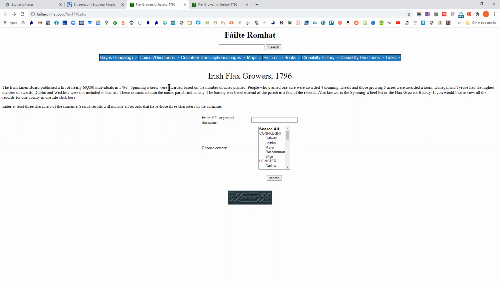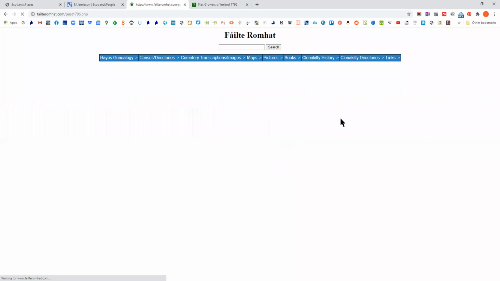The other one that happened for Ireland is in 1796. There was an award based on the number of acres of flax grown to get spinning wheels, and people who planted a whole lot were then able to get a loom, which makes sense. And so you can search here, and this one covers, you'll see this one is not at a government website. This is at an Irish genealogy website. And so it has the counties in the Republic of Ireland and in Northern Ireland at the same website, which is handy.